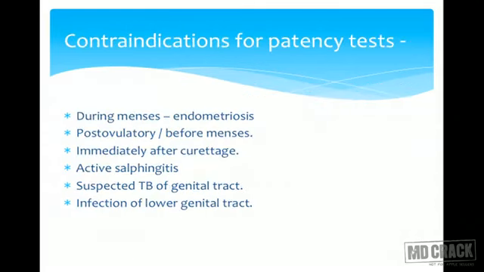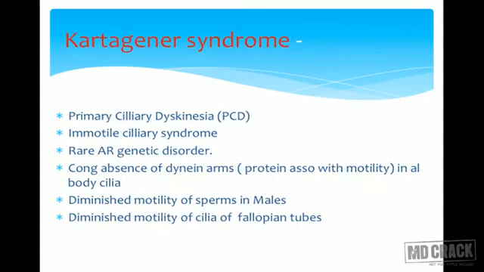What are the contraindications for these tests? They are never to be done during menses, because you know the theories of endometriosis. If during menses you push this dye, endometrium will be carried inside the peritoneal cavity. There would be deposits, and this will lead to endometriosis. They are never to be done post-ovulatory or just before menses. Never to be done immediately after curettage. In cases where acute salpingitis or any kind of infection is suspected, never go for it. Tuberculosis is a strong contraindication. If there is even a lower genital tract infection, don't go for these tests.